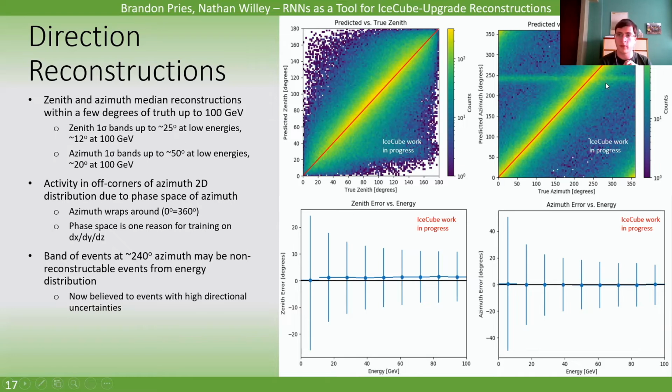And then there's a band of events here at about 240 degrees azimuth. We thought that this might correspond to the non-reconstructible events from the energy distribution. Now we believe that there are events with high directional uncertainties, and Nathan will dig into this more later when he talks about his work.